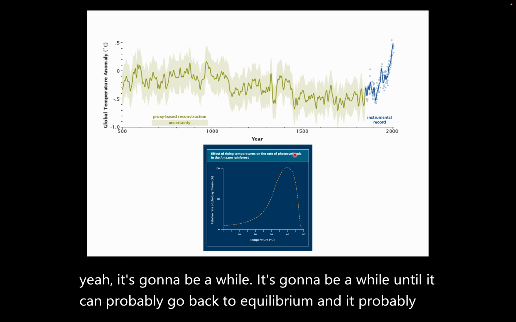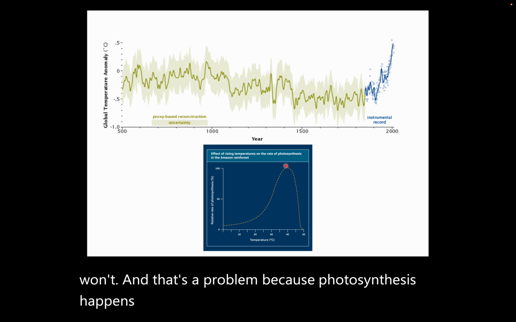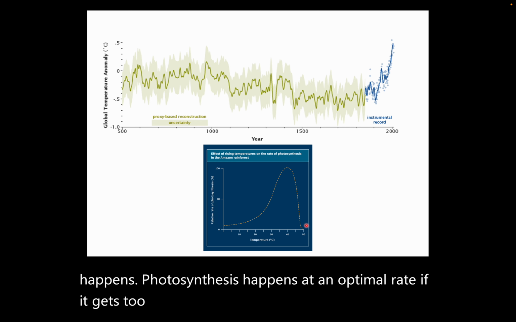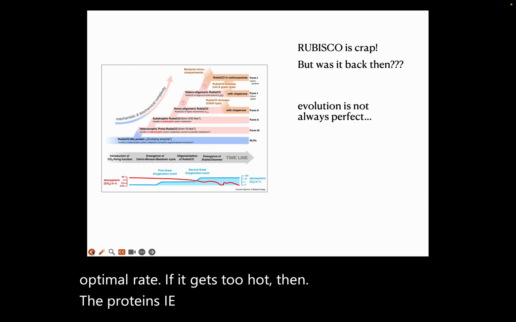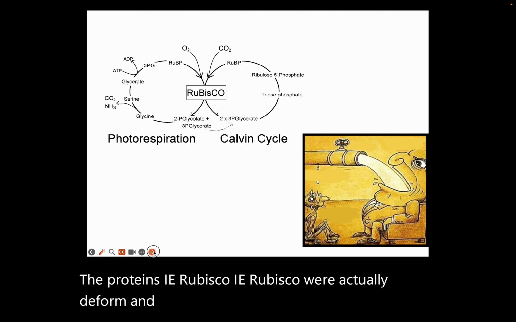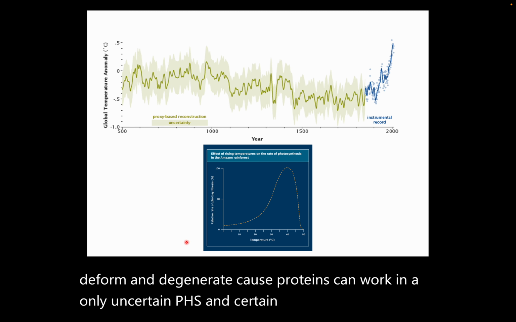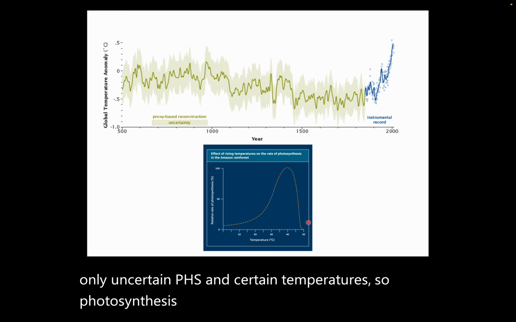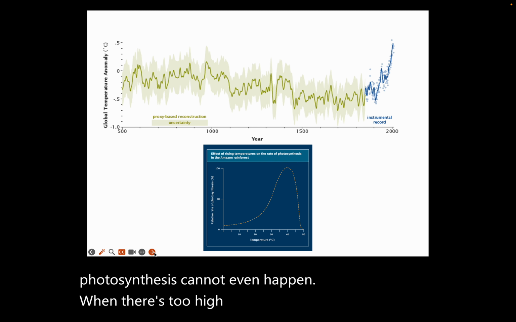And that's a problem because photosynthesis happens at an optimal rate. If it gets too hot, then the proteins, i.e. Rubisco, will actually deform and degenerate, because proteins can work only at certain pHs and certain temperatures. So photosynthesis cannot even happen when there's too high of a temperature.